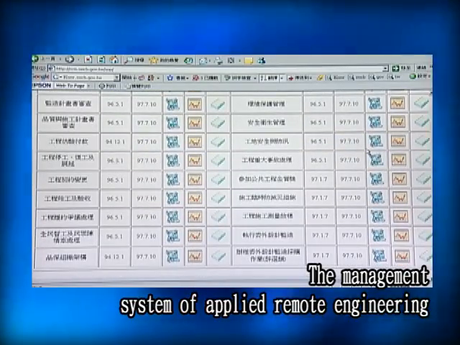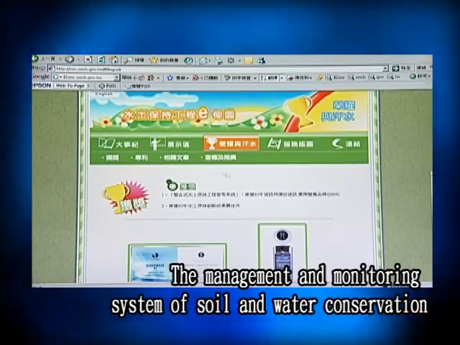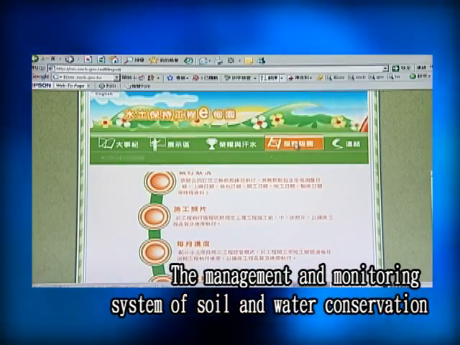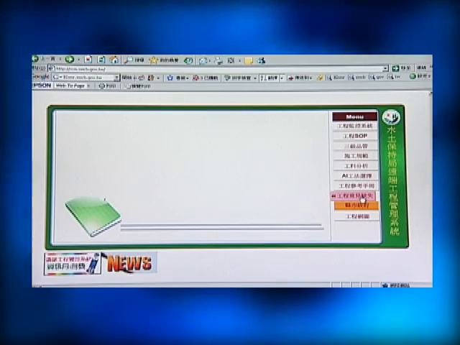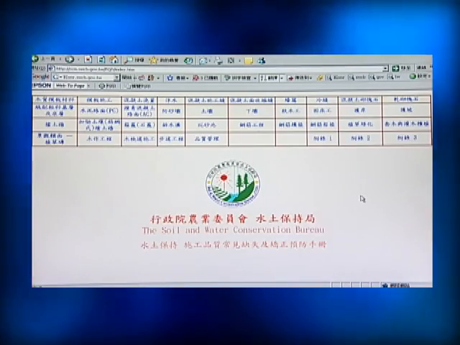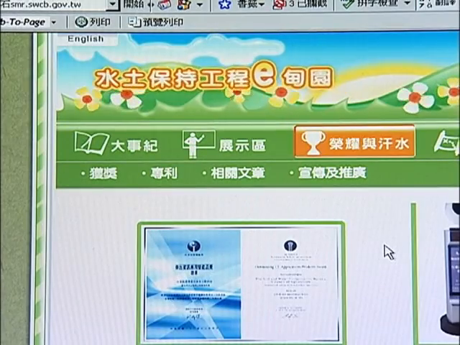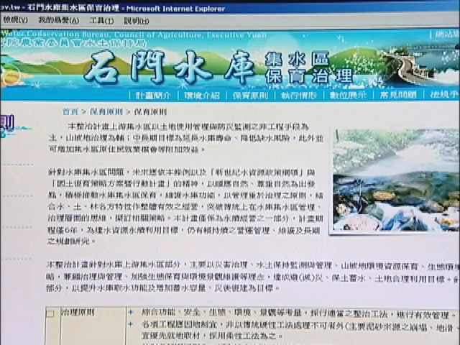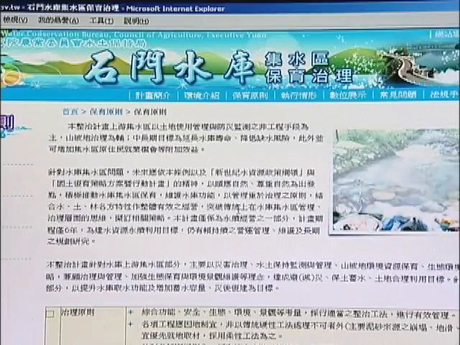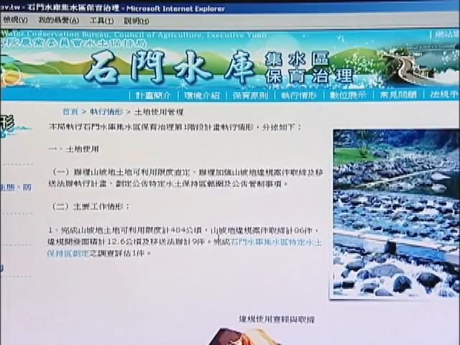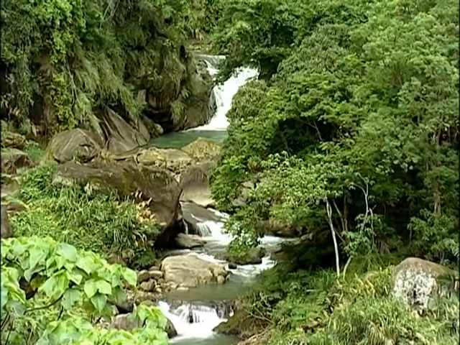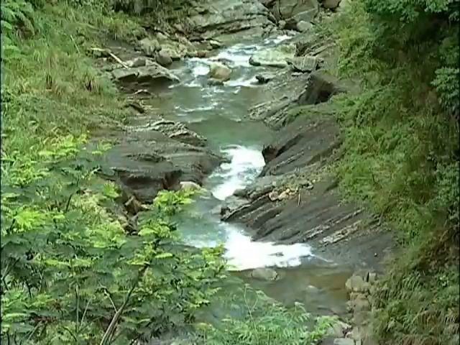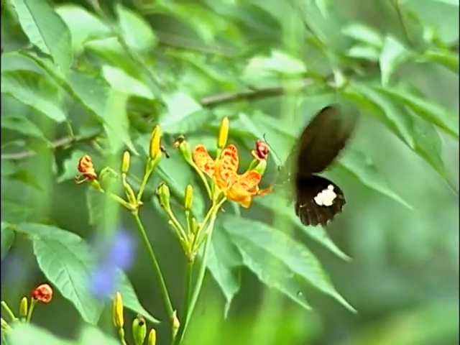We also include the Management System of Applied Remote Engineering, image of the system's website homepage, the Management and Monitoring System of Soil and Water Conservation, image of the system's website homepage. The main purpose of information disclosure is to inform the general public of the necessity of restoration project and subsequently encourage enthusiasm about the conservation in reservoirs catchment area.